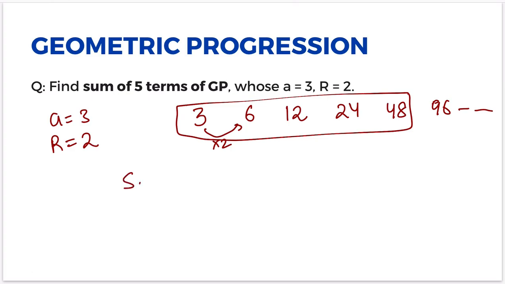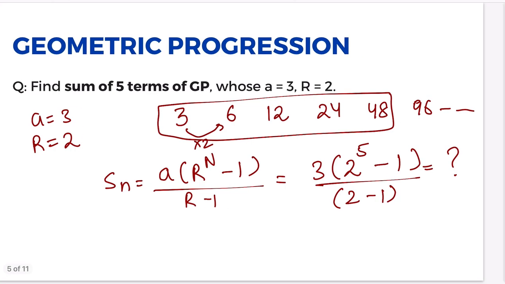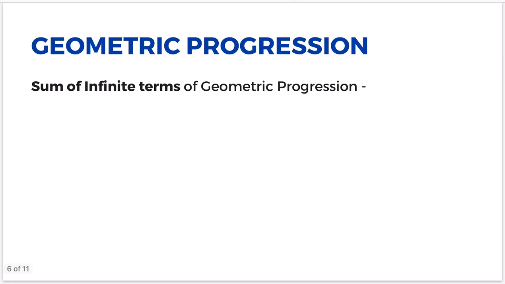You can use the formula Sn is equal to A r raised to power n minus 1 upon r minus 1. A is 3. What is common ratio? 2 raised to power n. N is 5, so 2 raised to power 5 minus 1 divided by 2 minus 1. Whatever is the answer, that is the answer you want. Correct? This is easy. You just need to remember the formula. Then only you can find the sum of first 5 terms of a geometric progression series.